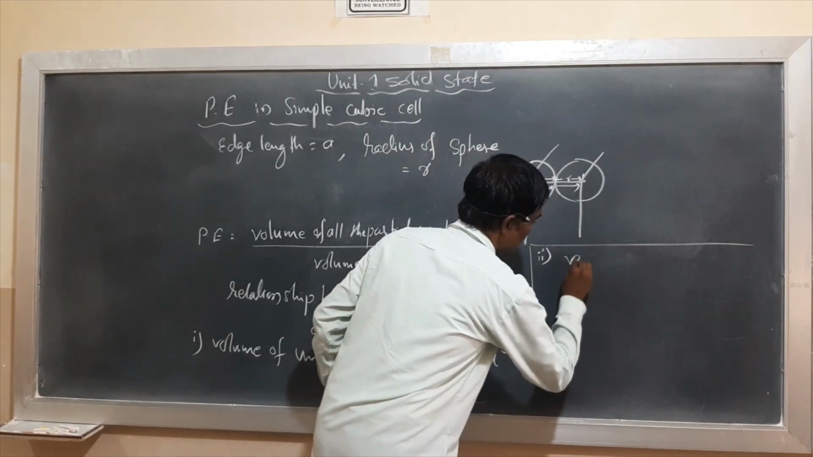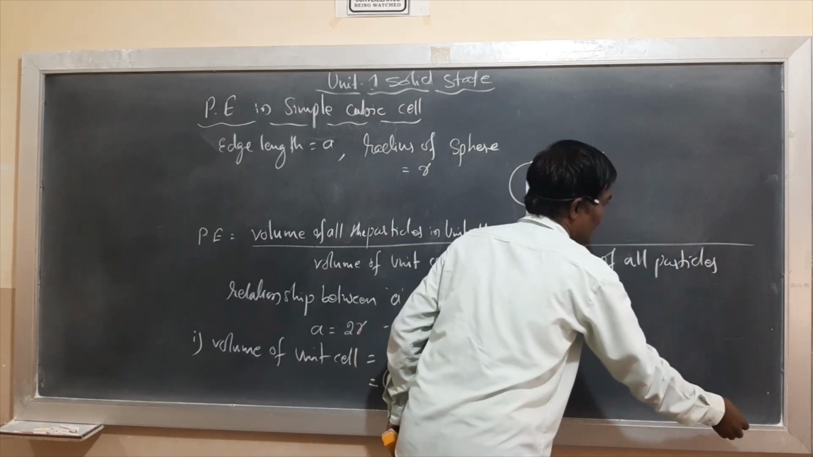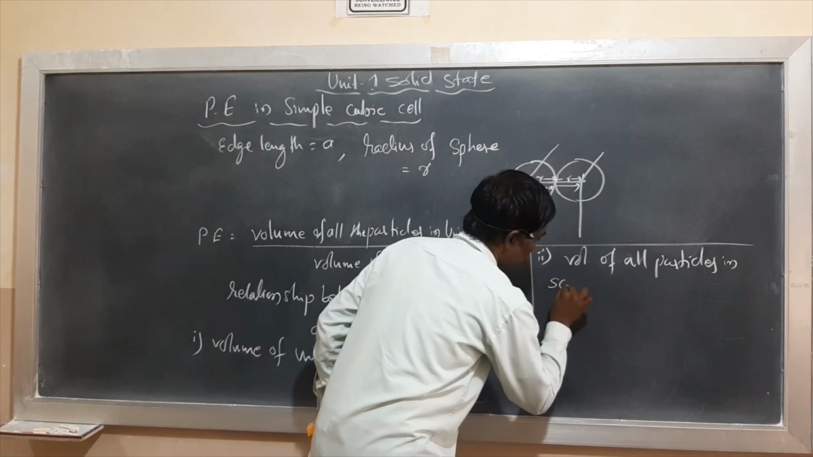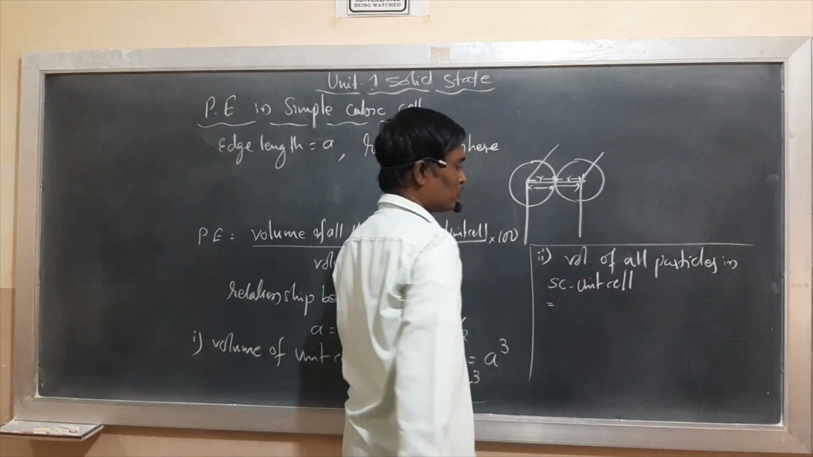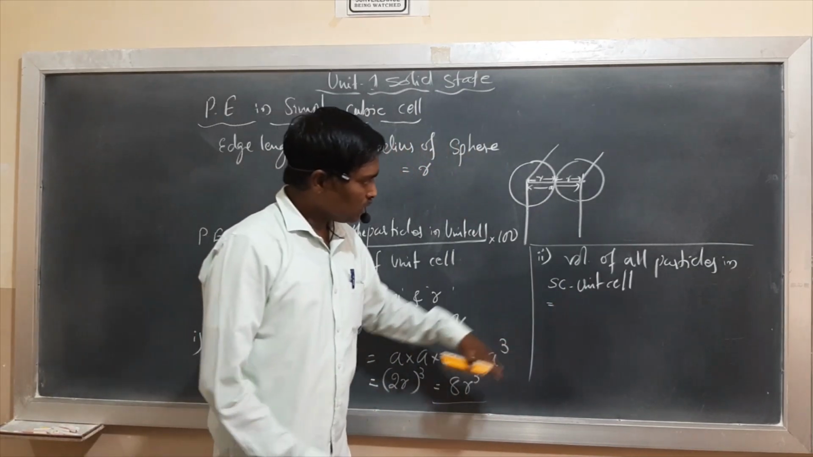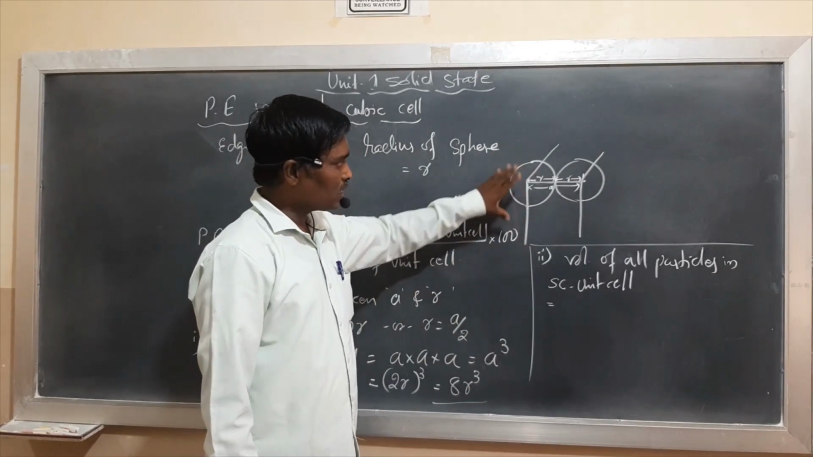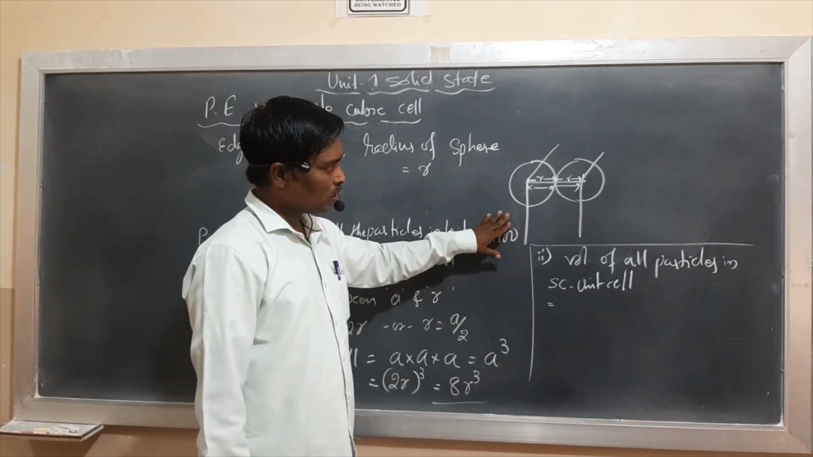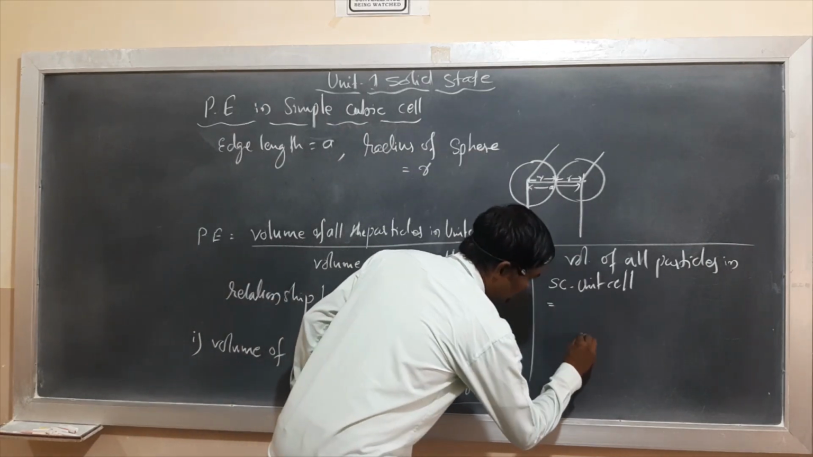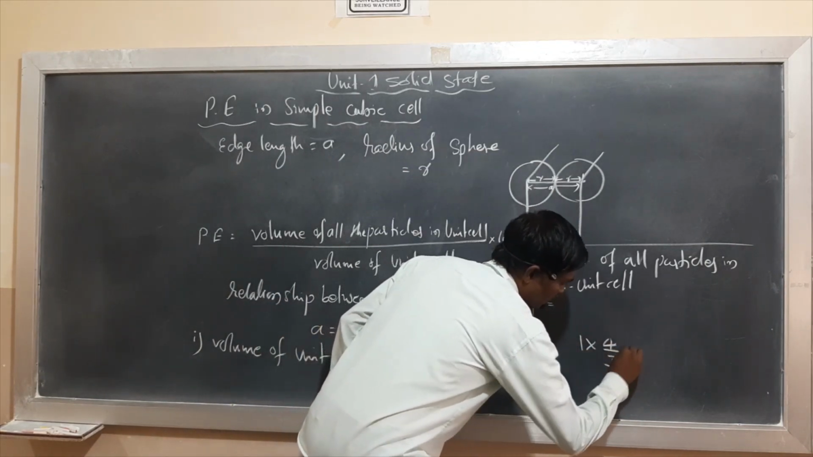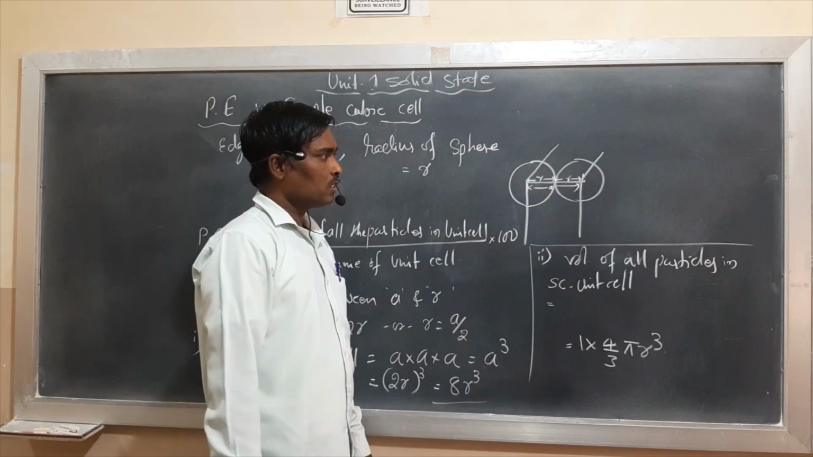Let me write the volume of all particles in SC unit cell, that is simple cubic unit cell, is equal to, so volume of each particle is 4 by 3 pi r cube, because the particle is considered as a sphere, and the total number of particles present in simple cubic cell is 1. Therefore, we write 1 into 4 by 3 pi r cube is the total volume of all the particles in simple cubic cell.